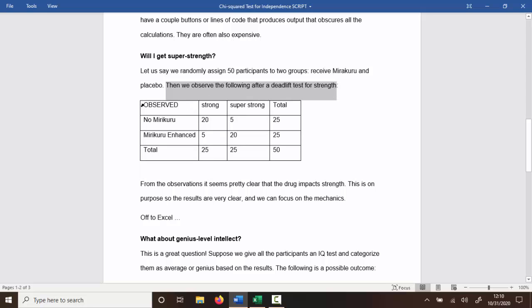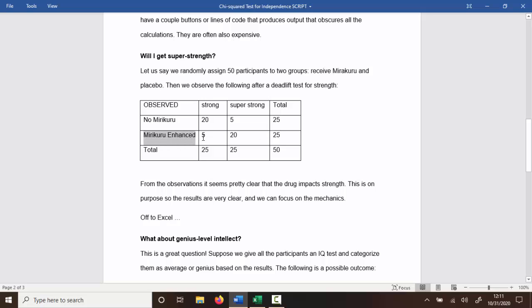Okay. So these are our actual observed values. Are they just strong or did they get super strong? Did they not take mirakuru or are they actually mirakuru enhanced? Those are our two variables and the two factor levels of each of those variables. We're going to see that without mirakuru, 20 of them are strong and only 5 of them are super strong. Maybe genetically or because of bodybuilding experience, or maybe they're metahumans. But that's the 25 that are in our placebo group.